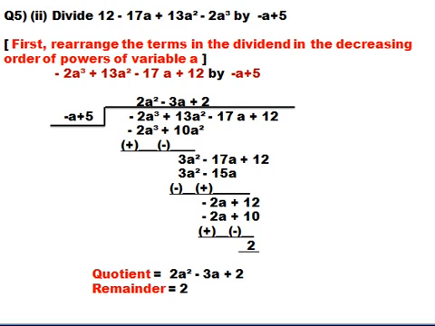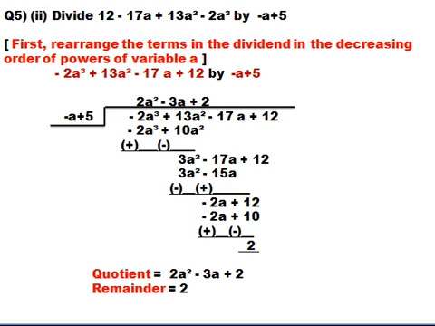Now our focus is on 3a square and the first term of the divisor is minus a. So what should be multiplied to minus a to make it plus 3a square? So it has to be minus 3a. Why minus 3a? Because minus into minus will become plus and 3a into a will make it 3a square. So minus 3a will be multiplied to both the terms of the divisor. So we get 3a square minus 15a. Subtracting it again, plus will become minus and minus will become plus in the second expression. 3a square minus 3a square is 0.